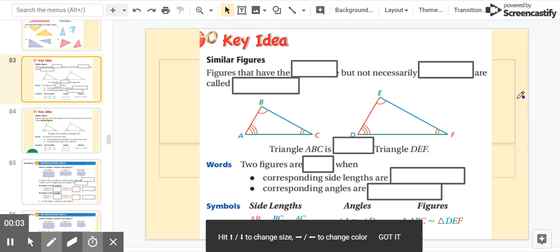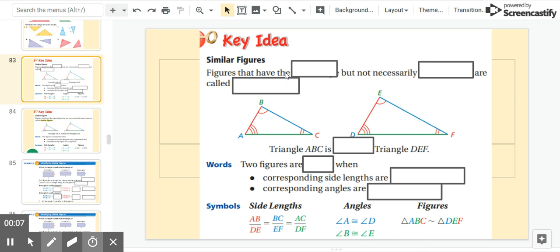Okay, so we're going to talk about similar figures. Similar figures are figures that have the same shape. The shapes are exactly the same, but not necessarily the same size. It can be the same, but it doesn't need to be. It's part of scale drawing. Those are called similar figures.